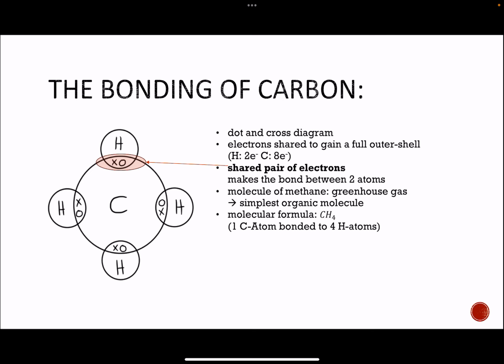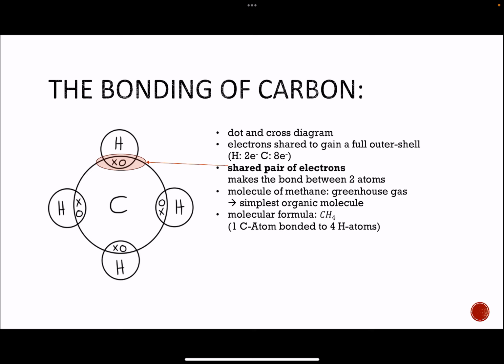Here you see a dot and cross diagram. Maybe you're already familiar with this type of representation. And in covalent bonding, the main point is that electrons are shared between two atoms for both atoms to gain a full outer shell and achieve the noble gas configuration.